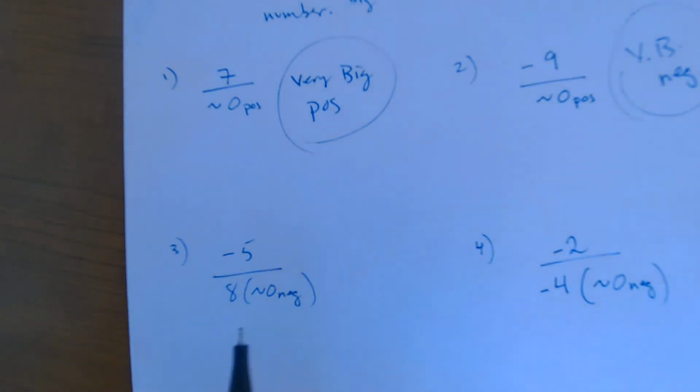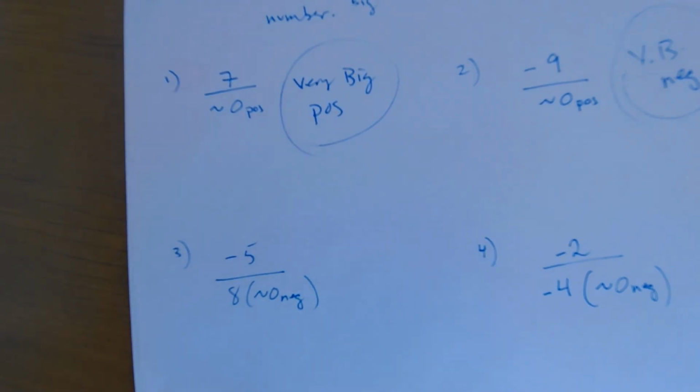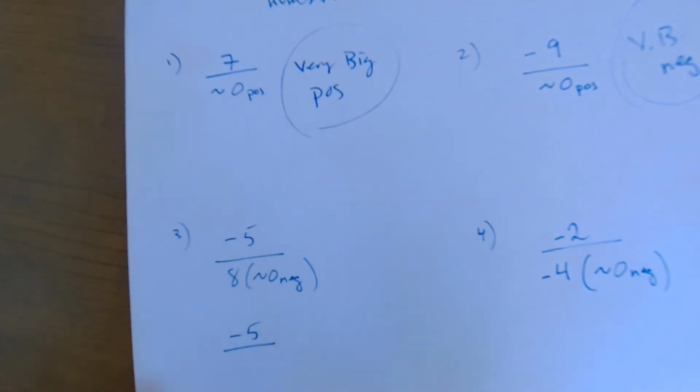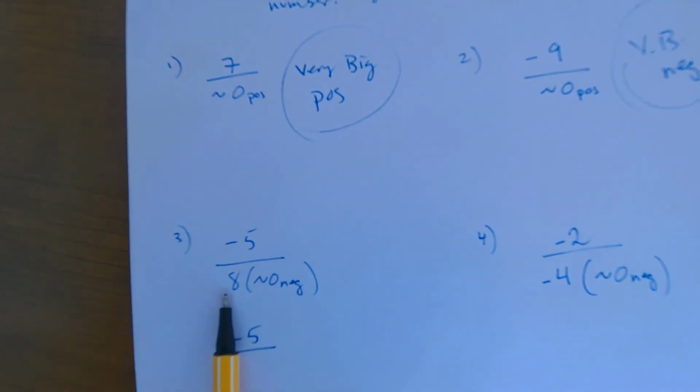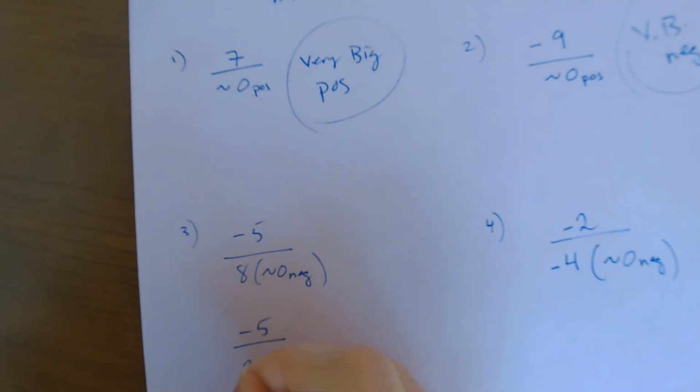Now this one. We've got -5 divided by 8 times about 0 negative. So what this is, guys, is -5 over, now think about this, 8 times about 0. 8 times 0 is 0, so 8 times about 0 is about 0. 8 times a super small number is going to give you a super small number.